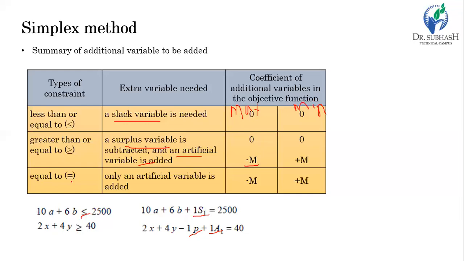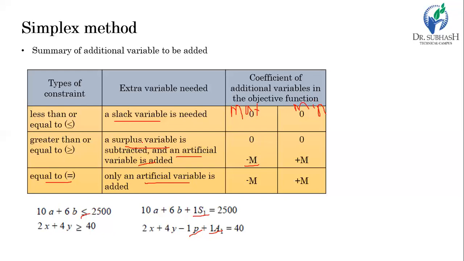If the type of constraint given is already an equality type, then only an artificial variable is added. No need to subtract a surplus variable or add any slack variable. Here the surplus variable is also called a negative slack variable. So in many books you can see the words negative slack variable, or negative slack simply. But it is nothing but the surplus variable.